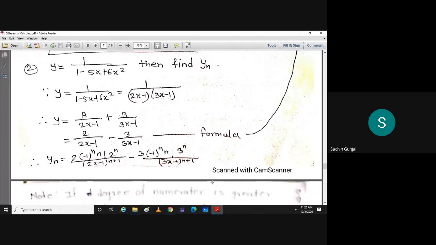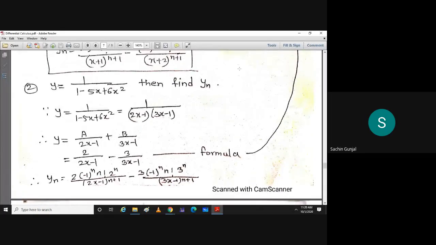Now, suppose you have the function x cube upon x minus 1 into x minus 2. We can do minus 1 plus 1 in the numerator. Okay, then what will happen?